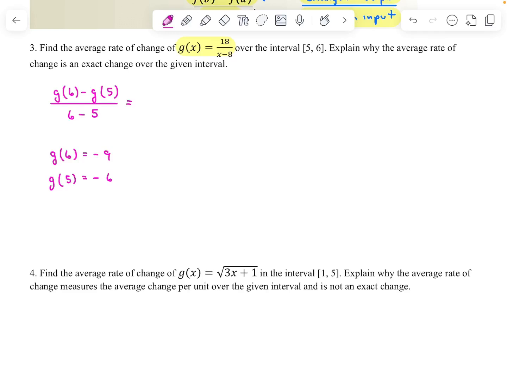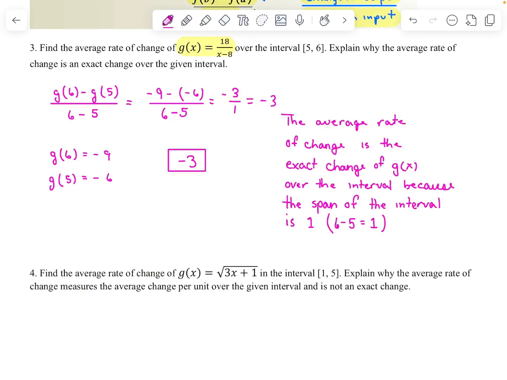From Desmos, we learned that g of 6 is negative 9, and g of 5 was negative 6. And we're going to divide that by 6 minus 5. So we have negative 3 divided by 1, which is negative 3. So the average rate of change over the closed interval 5 to 6 is negative 3.